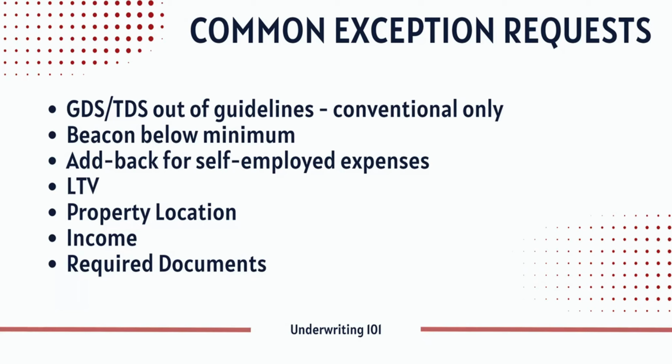And then income and required documents kind of tie together. Sometimes if you're missing a notice of assessment or you're missing a pay stub, if you can work with the lender to find solutions to show income or the required documents in other ways, goes back to having a good relationship with your BDM and a good relationship with your underwriter.